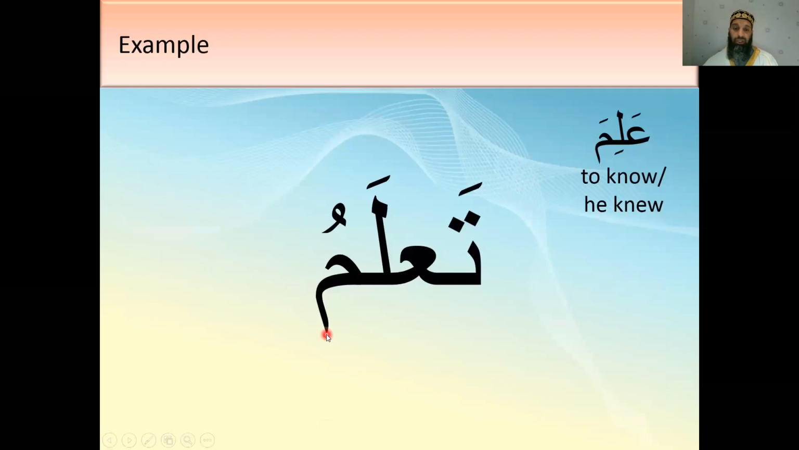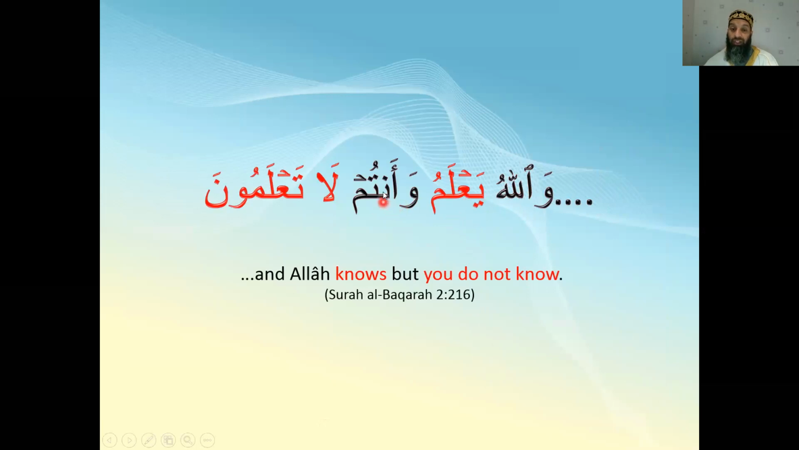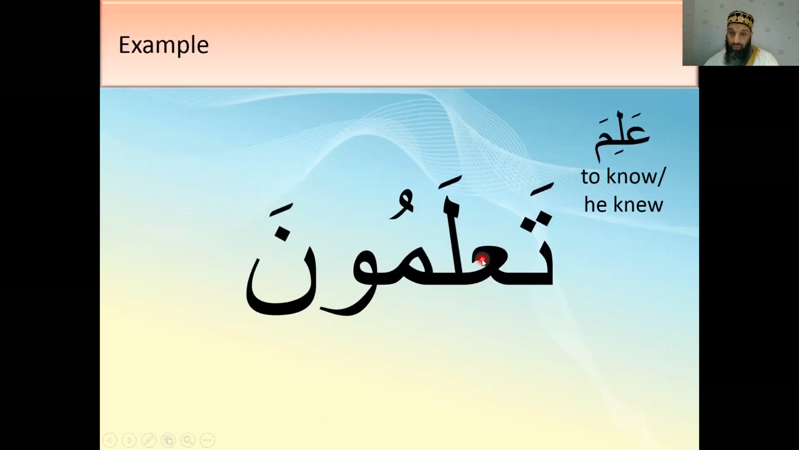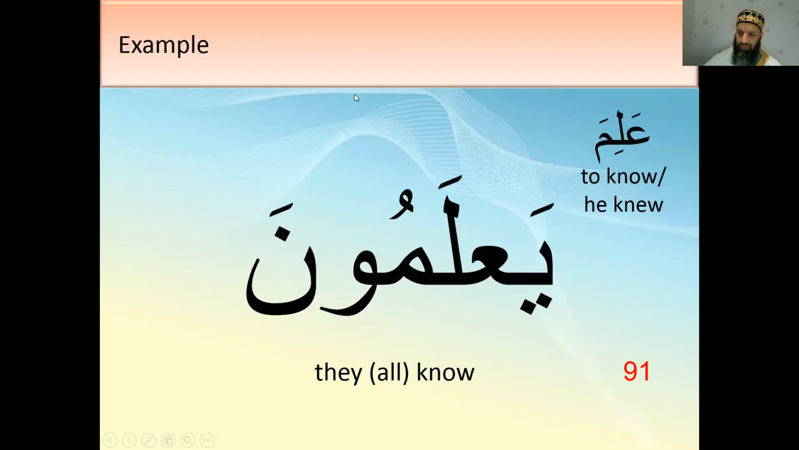So again, we just did practice. Ta'lamu, you know. Ya'lamu, he knows. Beautiful. Wallahu ya'lamu, and Allah knows. Wa antum la ta'lamuna, and you all do not know. Very powerful that. So ta'lamuna, you all have ilm, you all know. Ya'lamuna, they all have ilm, they know. And there were many more examples. I've cut out the examples because that was in the lessons.